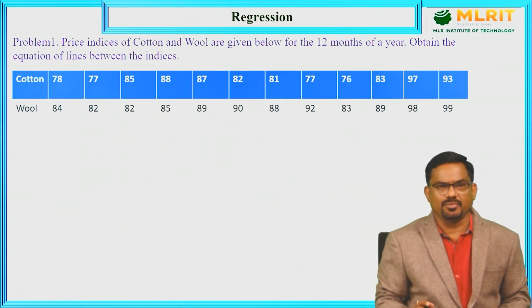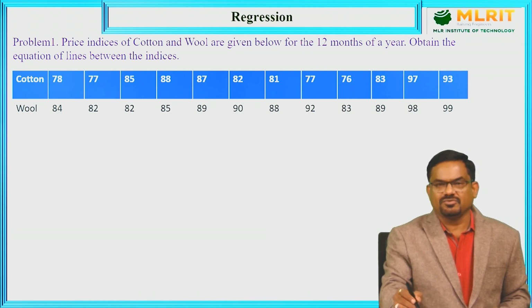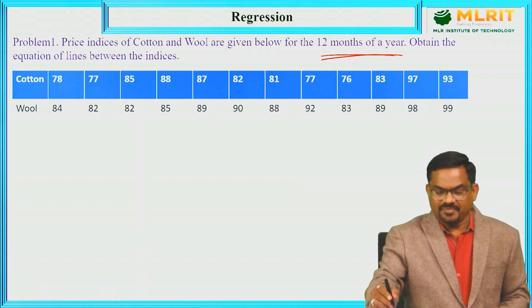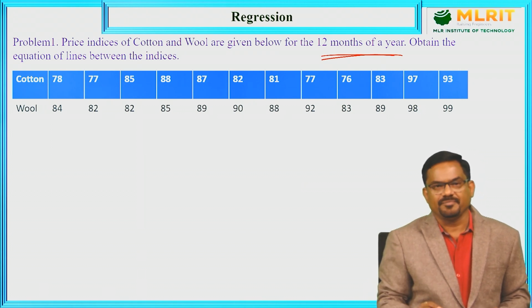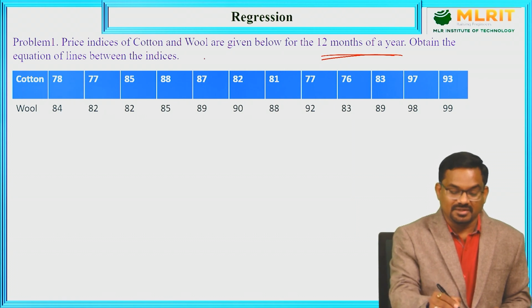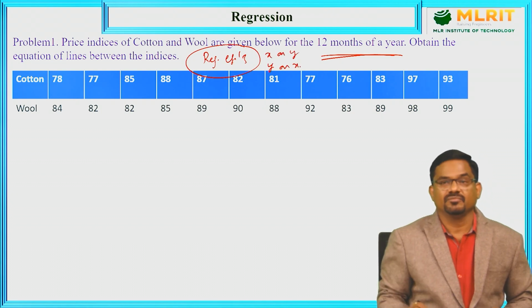Let us solve one problem. The price indices of cotton and wool are given below for 12 months of a year. Obtain the equation of lines between the indices. That means we need to find both the regression equations, x on y as well as y on x.